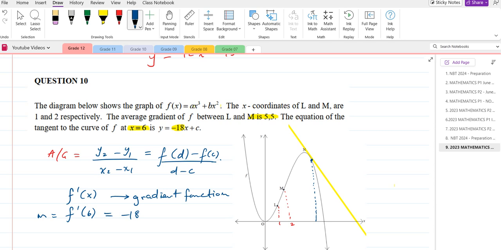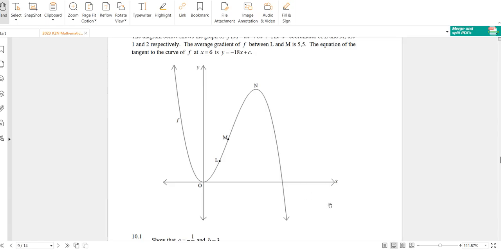And we also know that, remember, d and c over here is 2 minus 1. So this is 2 minus 1, and this is basically f of 2 minus f of 1, and that answer is equal to 5.5. That's what we know from that information. Right, so perfect. Nice analysis there using all this information. Now we can start answering the question.